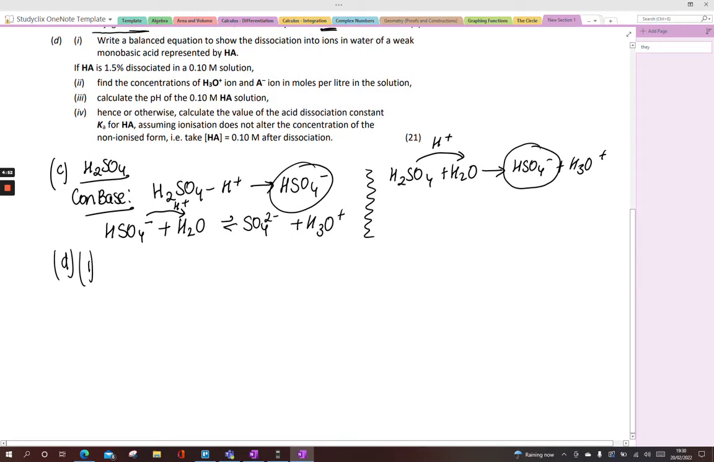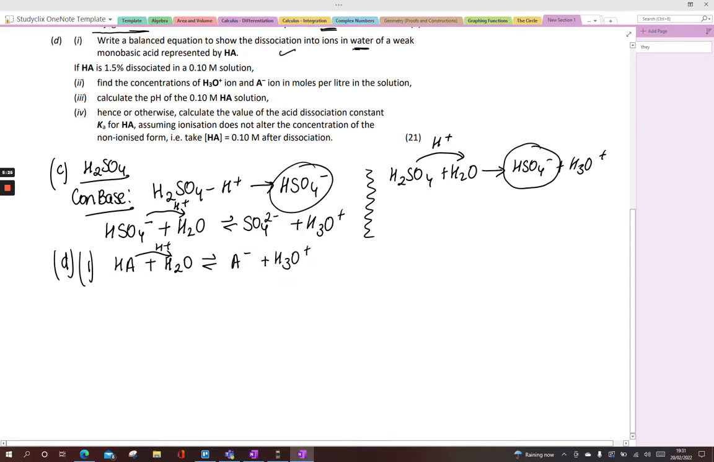D part 1. Write a balanced equation to show the dissociation into ions in water of a weak monobasic acid. Once again, this is in water. We've got a weak monobasic acid, which could easily be HCl or HNO3. So in general terms, I've got my HA. It's reacting in water. It's weak. But once again, since it's an acid, it's a proton donor. So I'm giving away that H plus. So what I'm left with on the right hand side is A minus plus H3O plus.